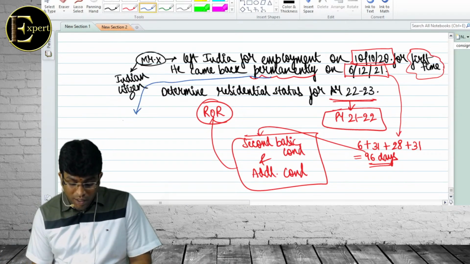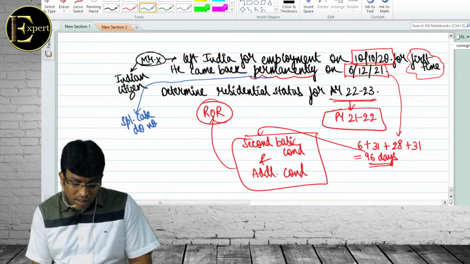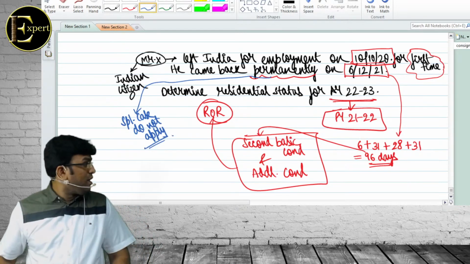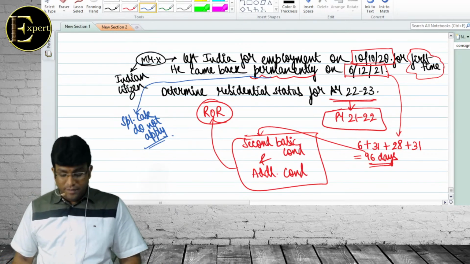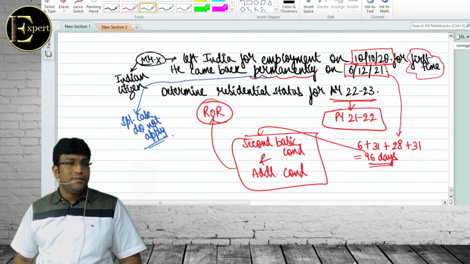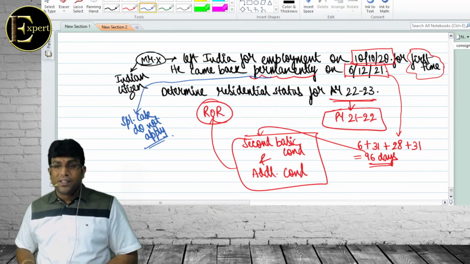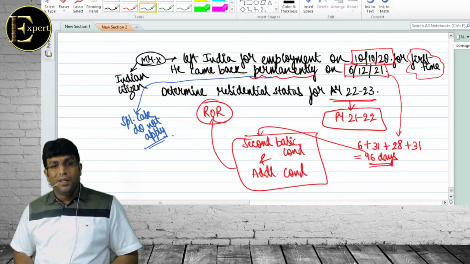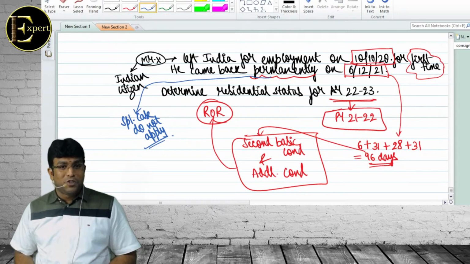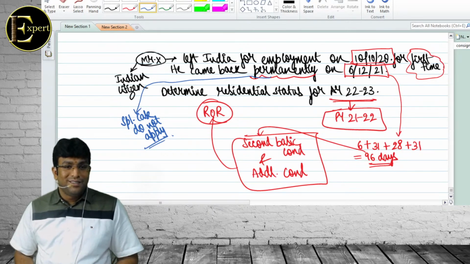Sir, look at this once: since he came back permanently, the special case does not apply. Clear? The logic behind this, the logic of becoming RNOR, is this. So you have to read the question very clearly to see whether the special case will come into the picture or not. If it comes, then the first condition will come into the picture. If it doesn't, the first or second, both will come.